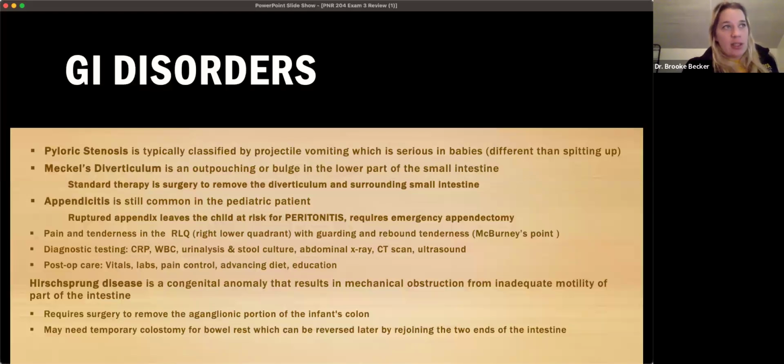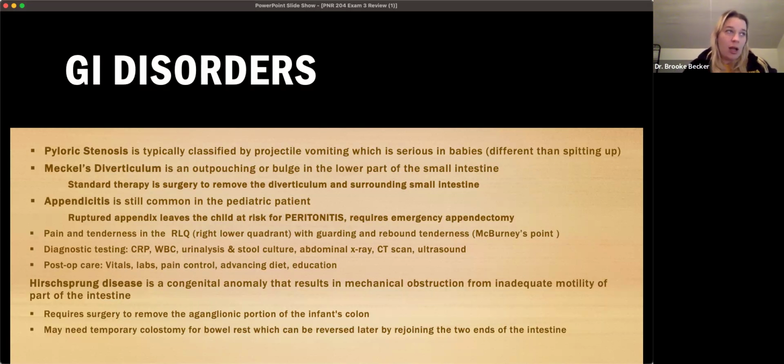So pyloric stenosis, that is projectile vomiting. So like babies across the room and they hit the wall. That's how projectile it is. It's not just spitting up and not being bothered by their spitting up that's happening with pyloric stenosis. These kids go in immediately for surgery.